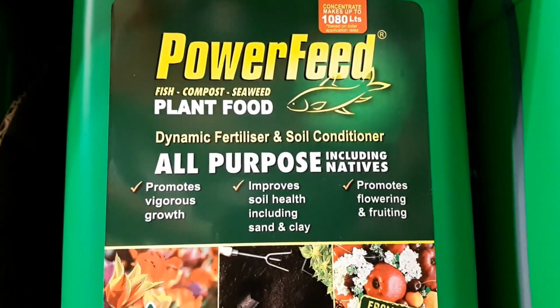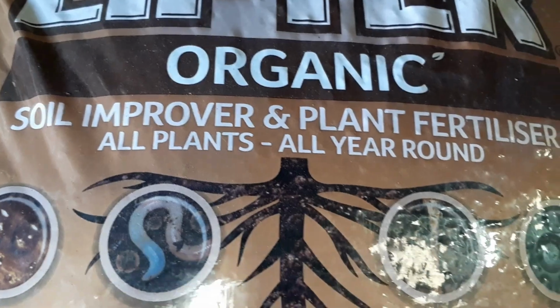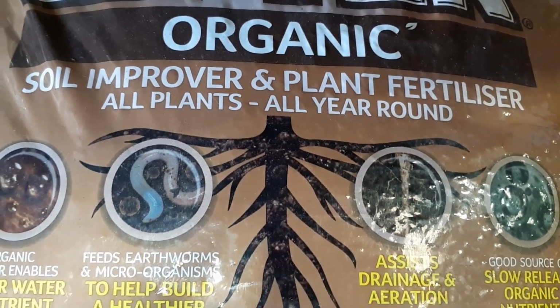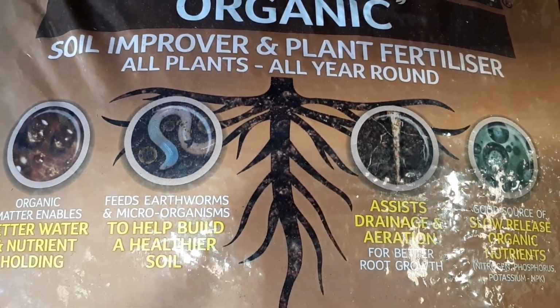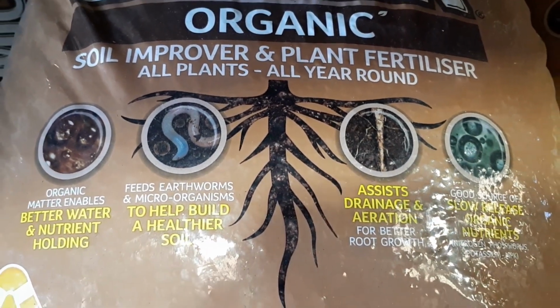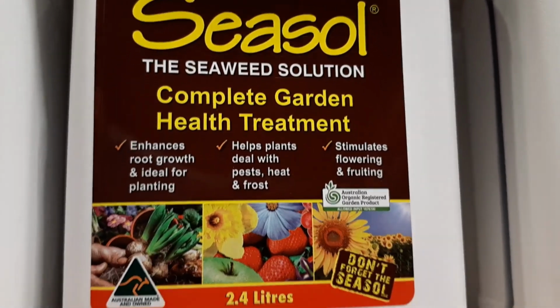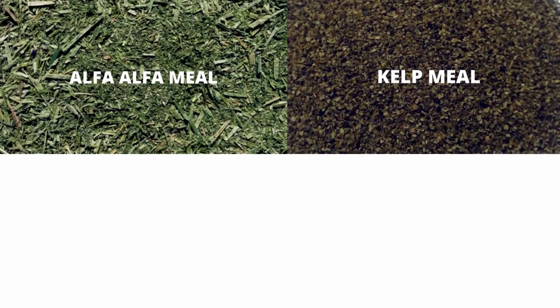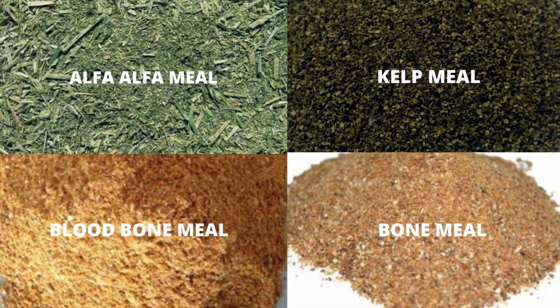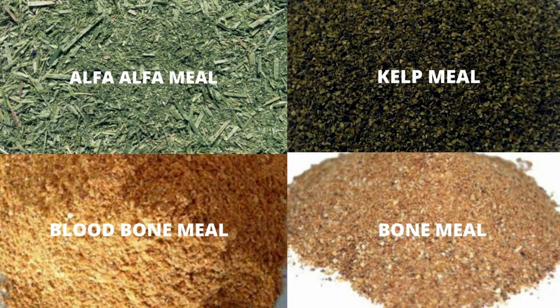The third component is fertilizers, which add essential nutrients into the soil for healthy plant growth. For example, slow release all-purpose fertilizers, complete liquid fertilizers, synthetic fertilizers, and organic fertilizers such as kelp meal, alfalfa meal, blood meal or bone meal, and seaweed solution are also added to provide nutrition to the plant.